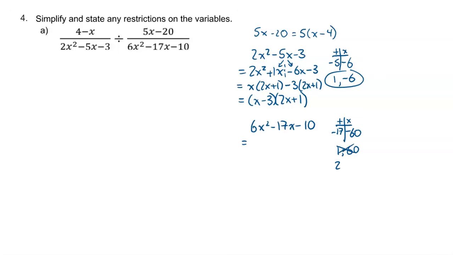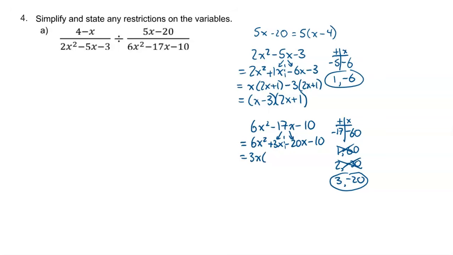But just so you can see here, 1 and negative 60 would add to negative 59. That won't work. 2 and negative 30 would add to negative 28. That wouldn't work. But 3 and negative 20 adds to negative 17. That does work. And we knew the bigger number had to be negative because it added to a negative. So now we decompose a negative 17x into two terms, which gives me 3x and negative 20x. And then we factor by grouping again.